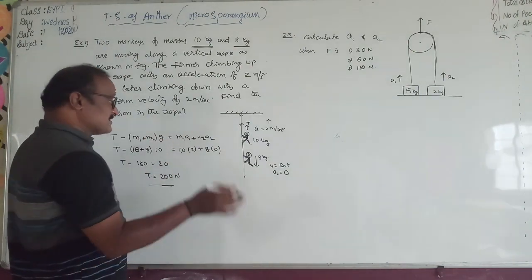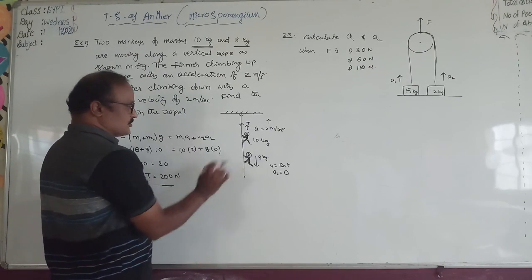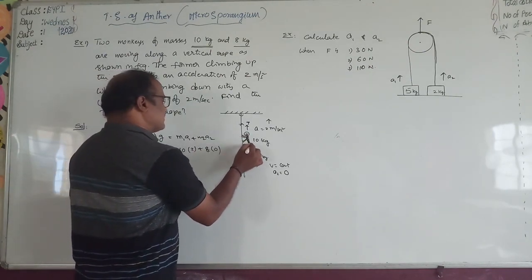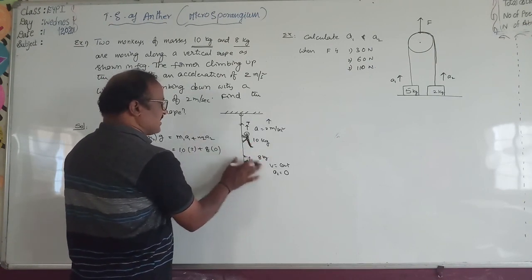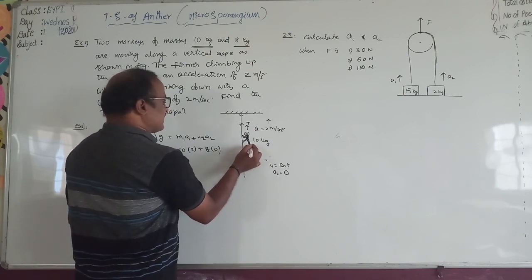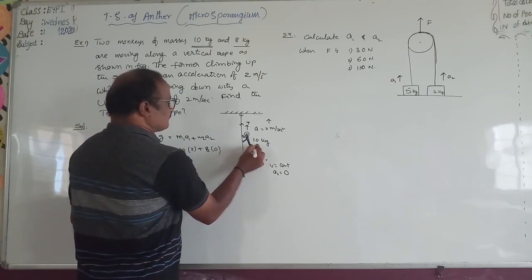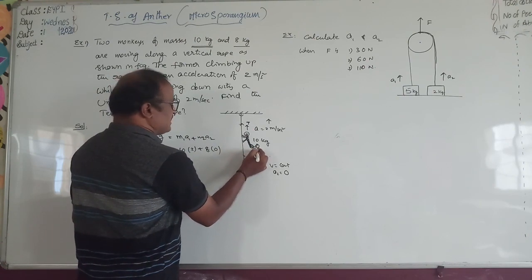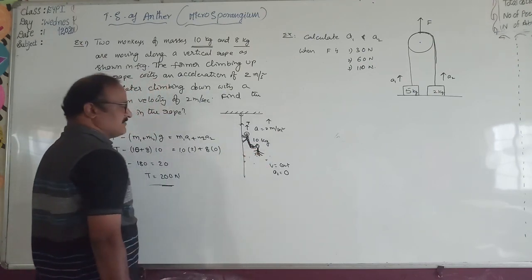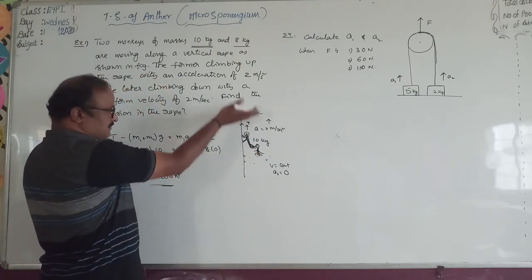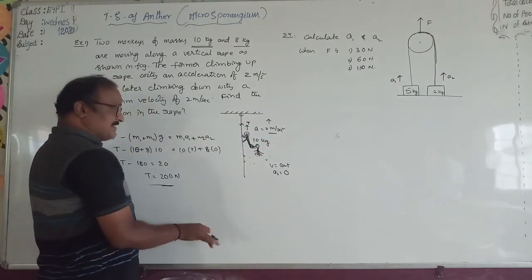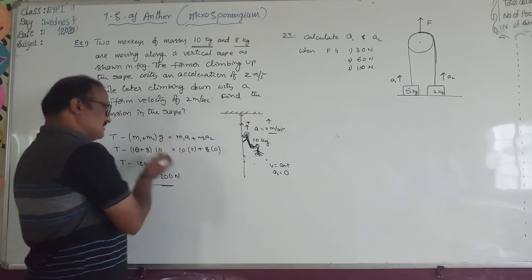But in some problems, it is given in the same question. Suppose this is the first monkey, and the first monkey is moving vertically upward with an acceleration a equal to 2 meters per second square. And the second monkey, which is holding the tail of the first one, and both will move up the rope with an acceleration a equal to 2 meters per second square. Find the value of tension in the thread, in the same way.